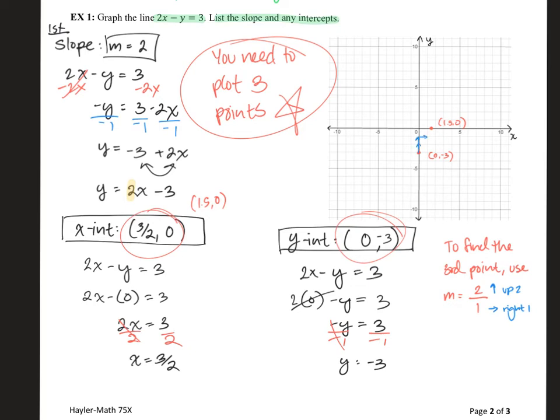And there we go. Is my other point. And what would that one be? That looks like positive 1, negative 1. And then we'll go ahead and draw in our line with our arrowheads. Please, please remember the arrowheads. I do not want to be taking points off for no arrowheads. All right, so that's graphing a line.